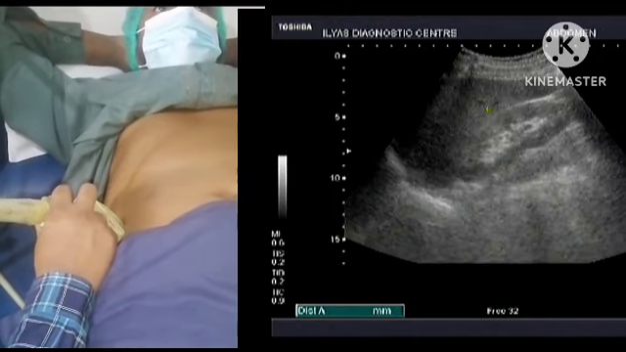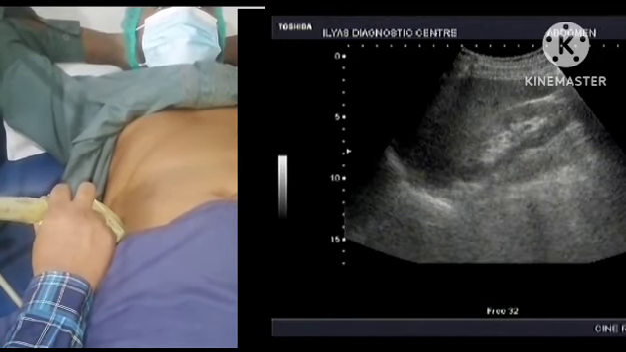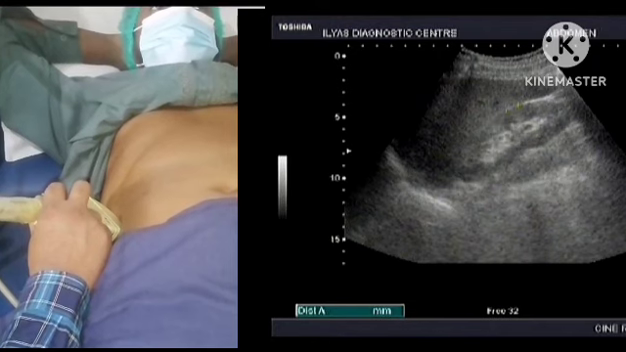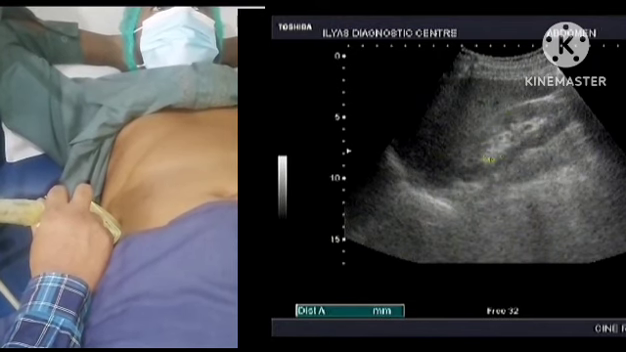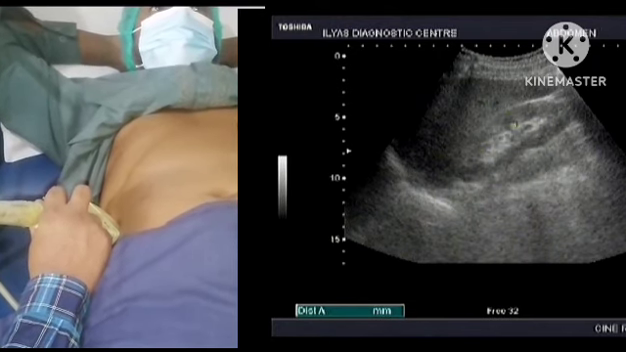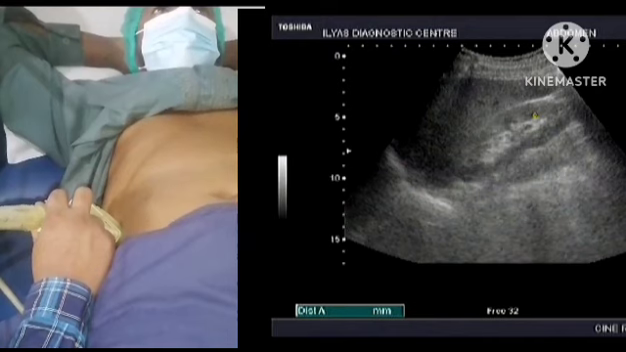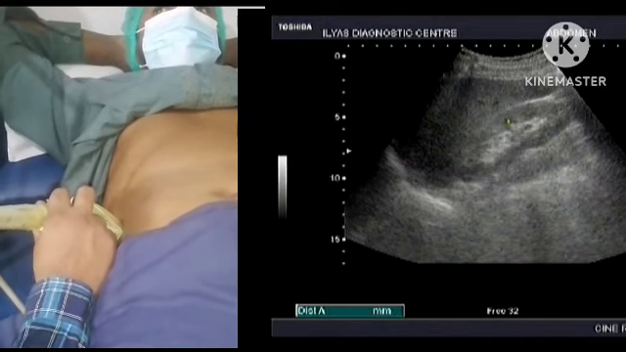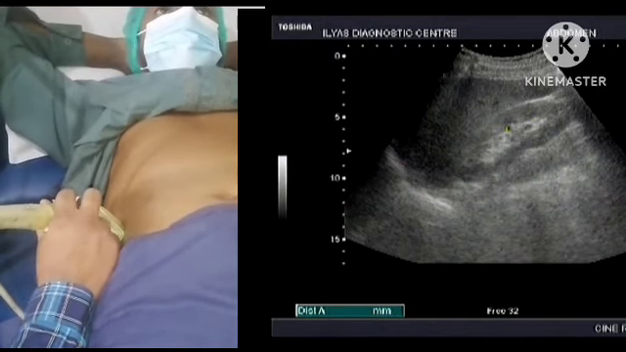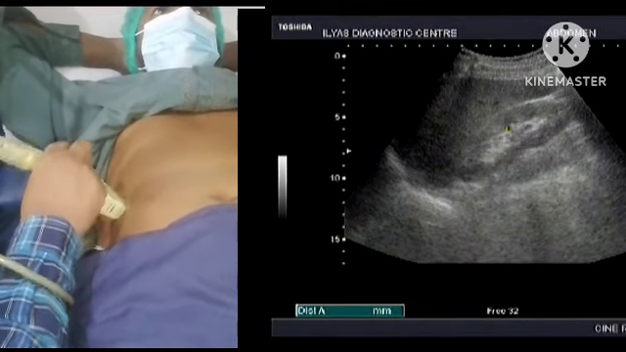This is the renal cortex, and this is the renal medulla. This white portion is the renal medulla. I will look for any stones, any hyperechoic object, any cyst, any hydronephrosis. What they will look like, I will tell you in the coming episodes. Till now, we are going only to learn how to visualize the kidney.